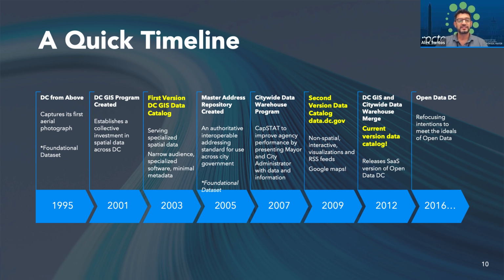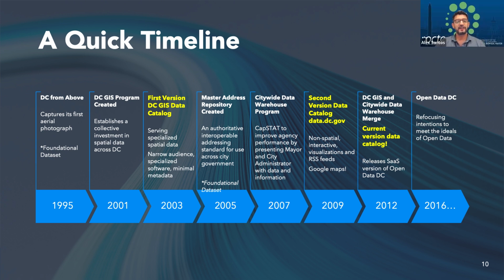Leading up to 2016 and where we are today, the two teams merged and the enterprise data team released a cloud version of its third data catalog. The program has since refocused to better meet the ideals of open data. It's during that time that we hired our first chief data officer in 2016 and formally adopted our first data policy by mayor's order in 2017.